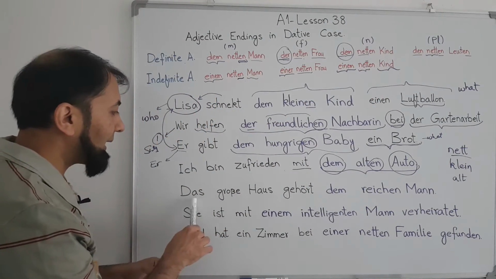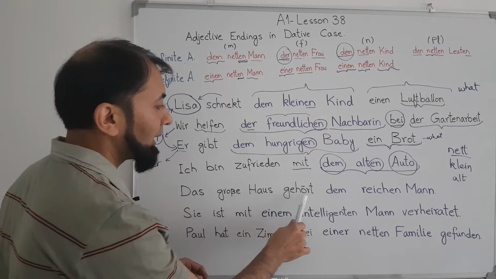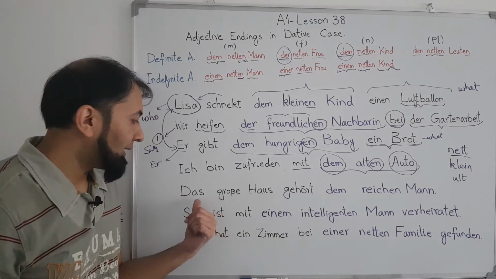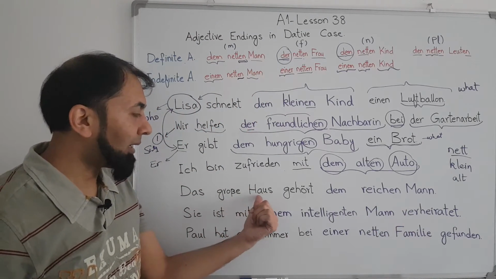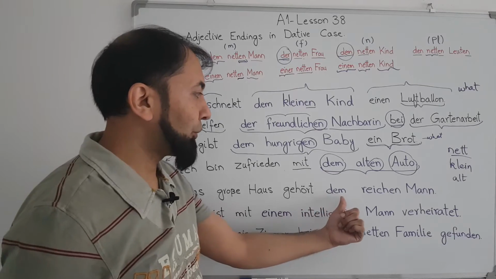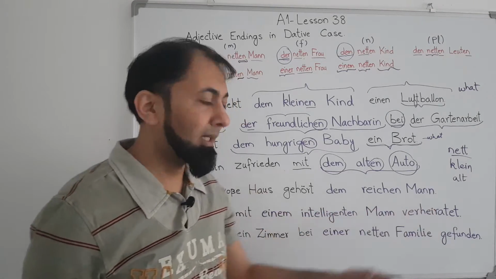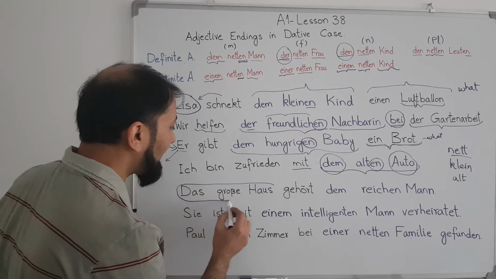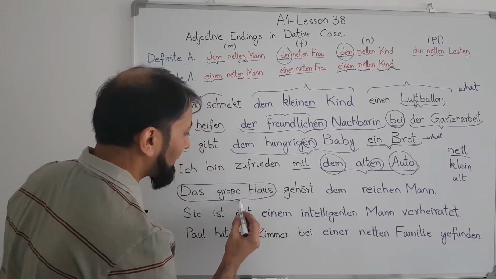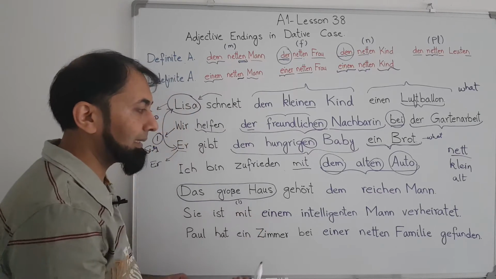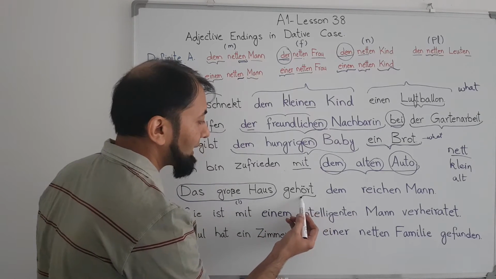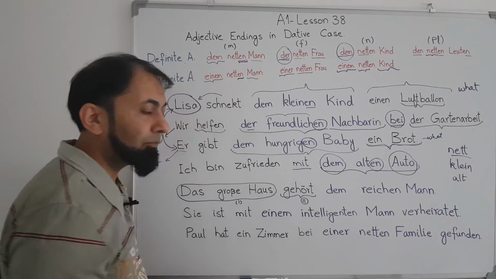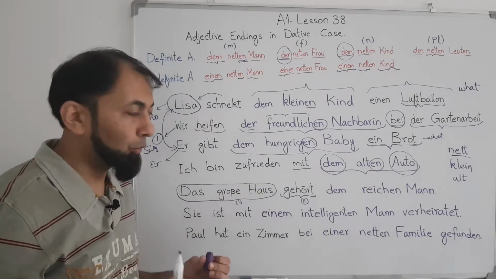Next example, das große Haus gehört dem reichen Mann. That big house belongs to the rich man. Now, das große Haus, this is one part or one unit which is coming at the first position in the sentence. At the second position, we are using a verb called gehören, which means belongs to.